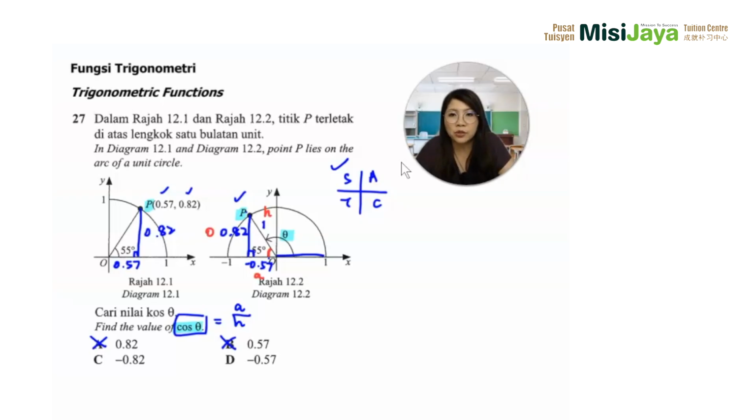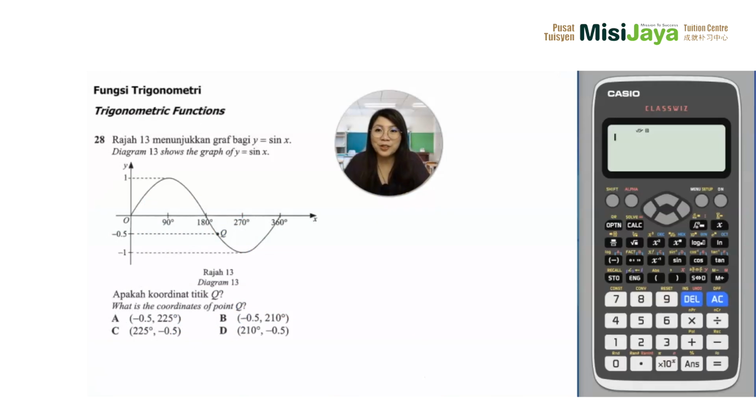So A over H, so the A is -0.57, and then the hypotenuse is 1. So the answer is -0.57. Okay, let's look at A, B, C, D, C or D. The answer is D.